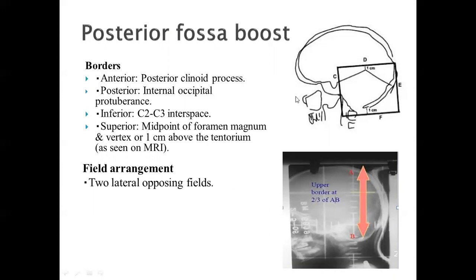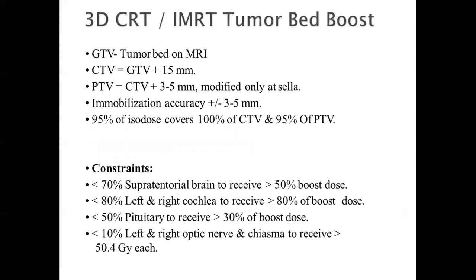The field arrangement will be two lateral opposing fields, with conformal technique. These are the volumes: GTV, the tumor bed on MRI, CTV, a 1.5 centimeter margin to the GTV, and PTV, around a 5 mm margin to the CTV. In this, the 95% isodose covers 100% of the CTV and 95% of the PTV. These are the dose constraints. We have to remember all these dose constraints.